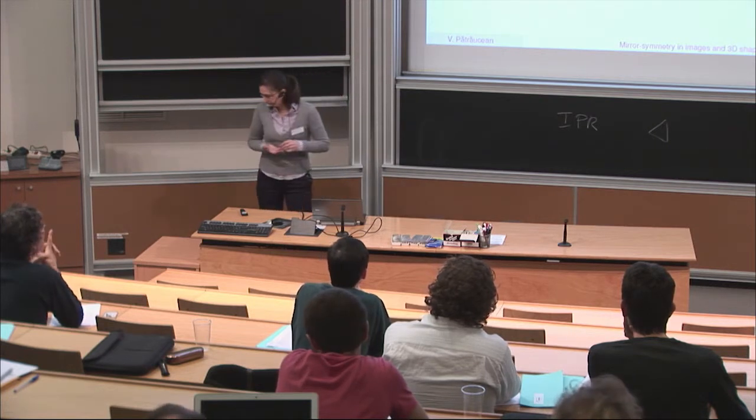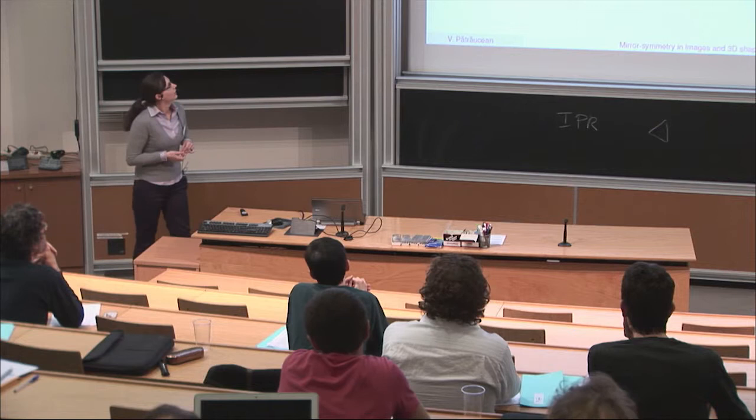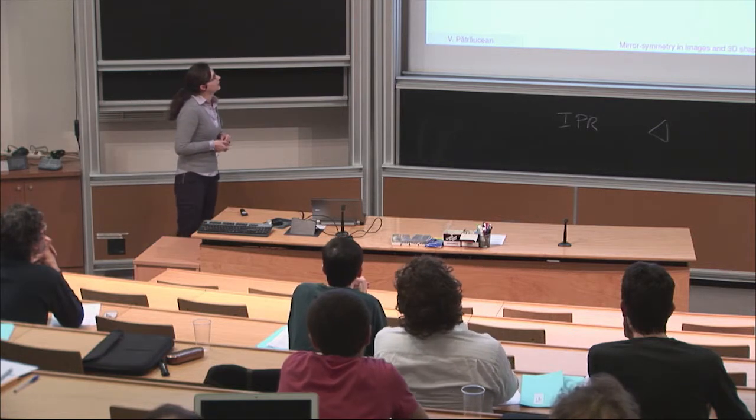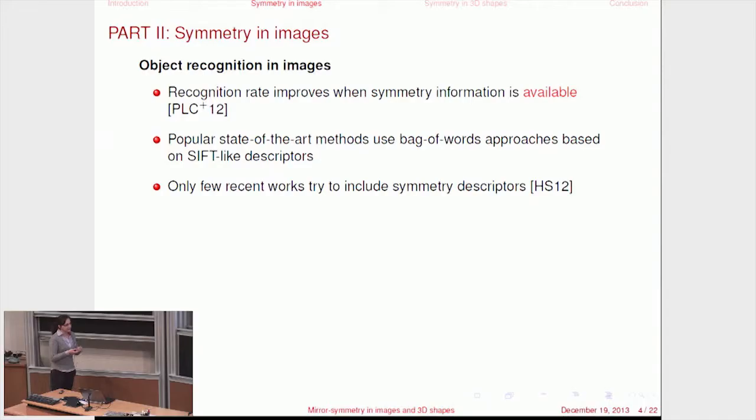OK, so for object recognition in images, some recent survey papers have shown that if we take into account the symmetry, then the recognition rate actually improves. So we should use symmetries.